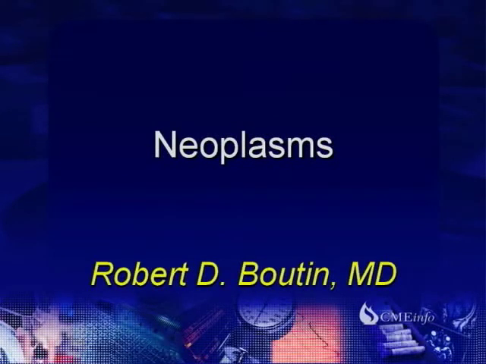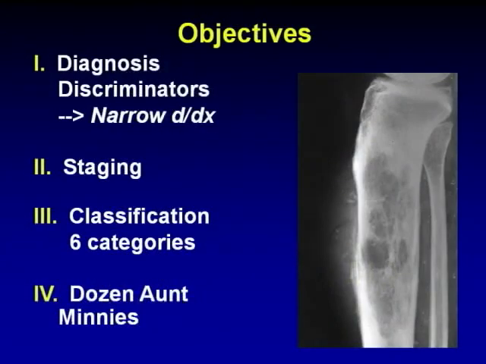Our objectives in this session are to talk about how to diagnose bone tumors, strangely enough. We're going to look at certain discriminators or findings that we should systematically look at in every case to help us narrow our differential diagnosis. This is meant to be a practical talk, how to approach bone tumors.